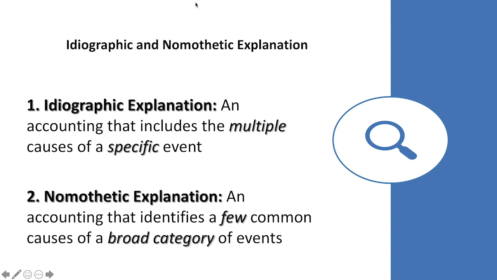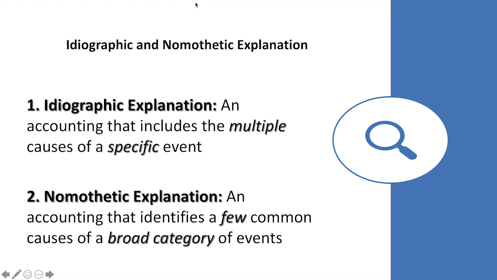So here are some big ideas from the textbook: idiographic explanations and nomothetic explanations. An idiographic explanation is something that is typically, although it doesn't have to be, used in the qualitative tradition. So an accounting that includes the multiple causes of a specific event. So check out the textbook. Again, you can just do a little search, idiographic, in your ebook if that's what you're using, and I assume that most of you are, and read up more about that.